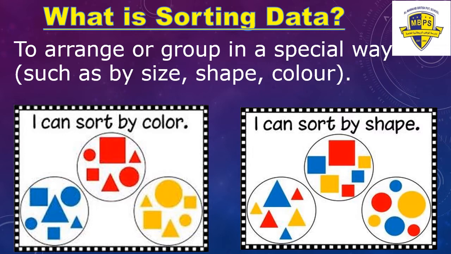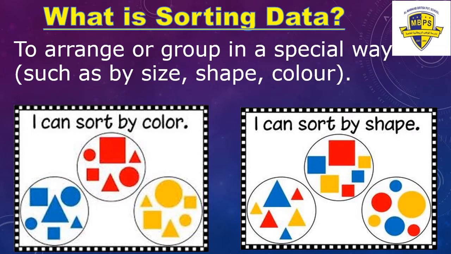And what can you tell me about the next picture? Very good. They have been sorted according to their shapes. If you see the first circle, all the shapes are squares. Can you tell me which shape you see in the next circle? Very good. They are triangles. And the third circle has all circles. So the second picture has been sorted according to their shape.